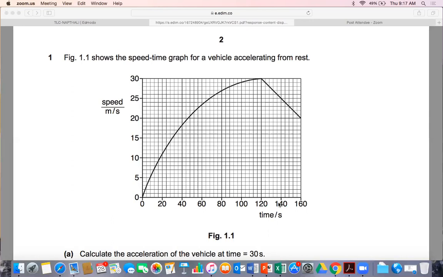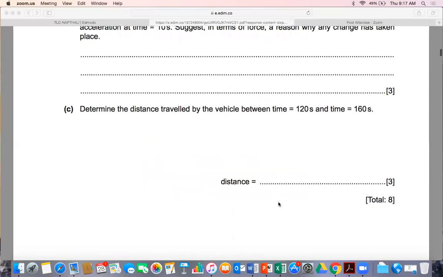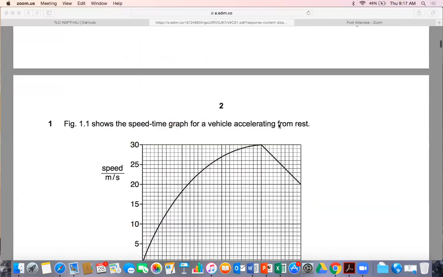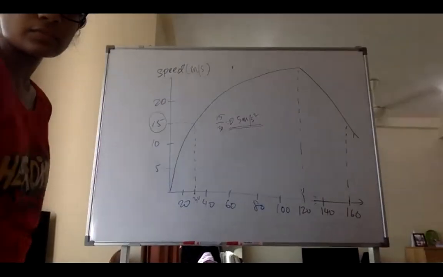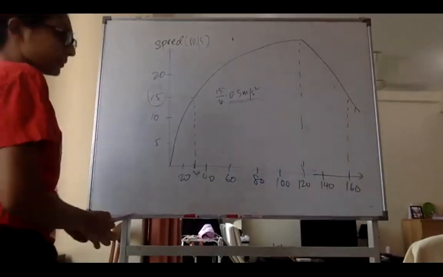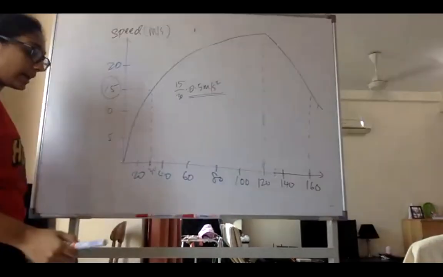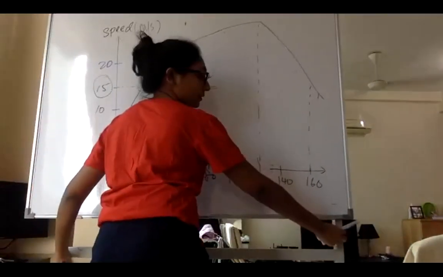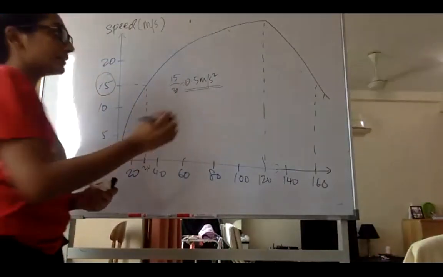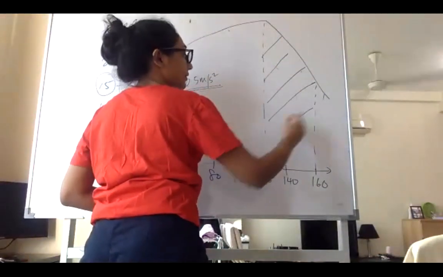Okay, and then the next one. What are they asking to find? The next question. Area under the graph. Correct. They're asking for the distance traveled by the vehicle between 120 seconds and 160 seconds. When I have a speed-time graph, it will be the area under the graph. So you have to look for this area here.